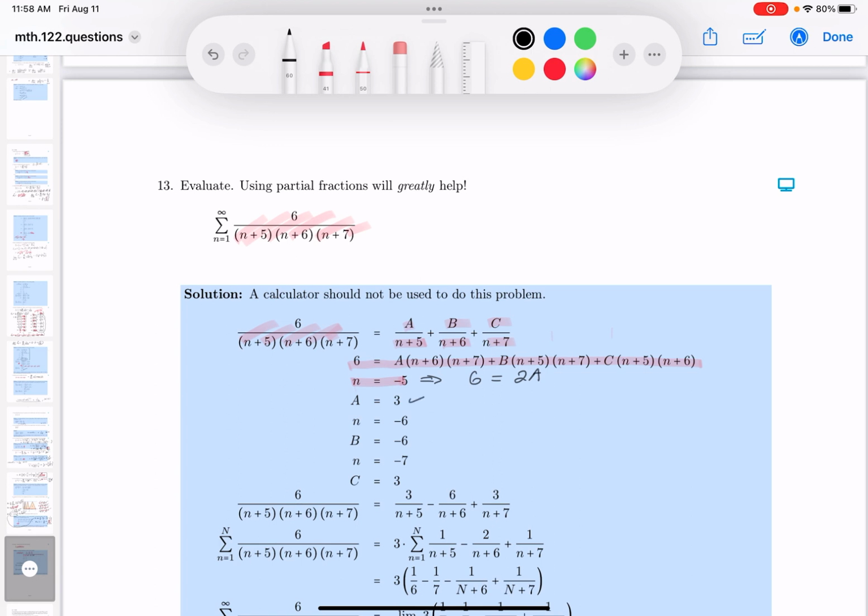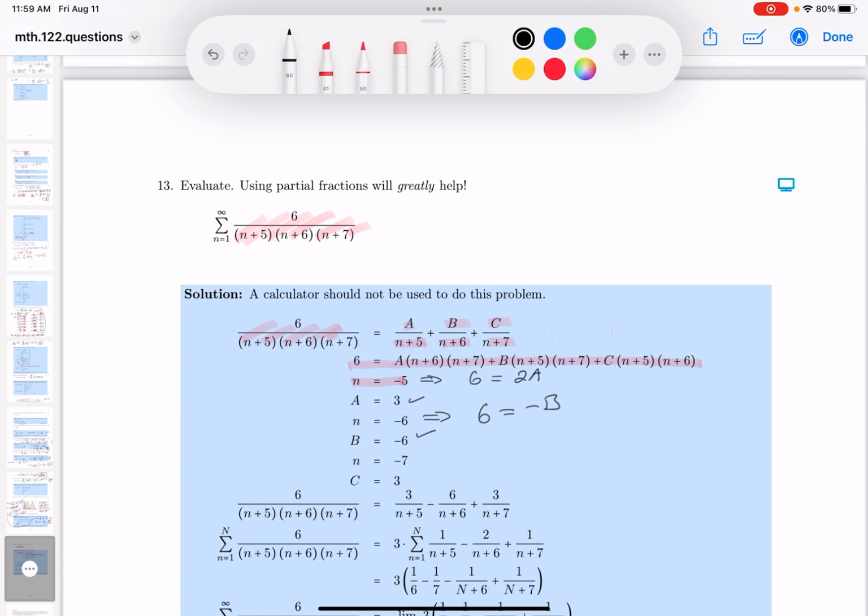Oh, I see that. All right, let's pick another n, and a good n to pick would be n equals minus 6. You're going to get 6. The first term and last term disappear. The middle term, you're going to get minus B. What does that mean? B is minus 6.